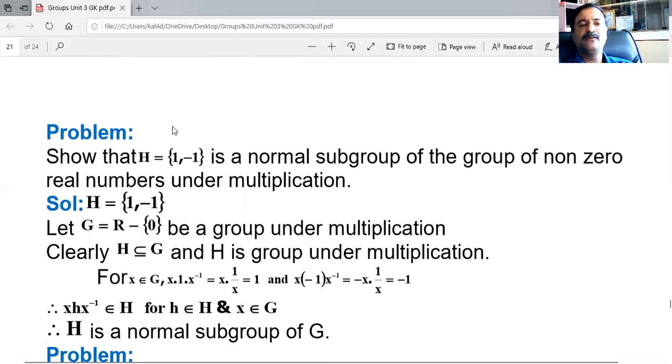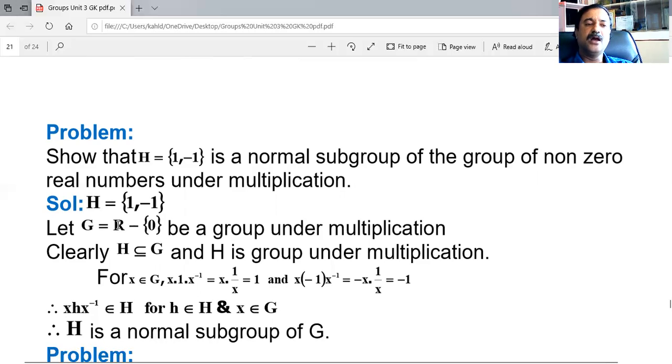Problem number 1. What is that? Show that H is equal to {1, minus 1} is a normal subgroup of the group of non-zero real numbers under multiplication. We want to prove that H equal to {1, minus 1} is a normal subgroup of the real number set, which is a group under multiplication and having the non-zero elements. The non-zero real number set with respect to multiplication is a group. The real number set is denoted by R, and non-zero means I am subtracting the singleton 0.